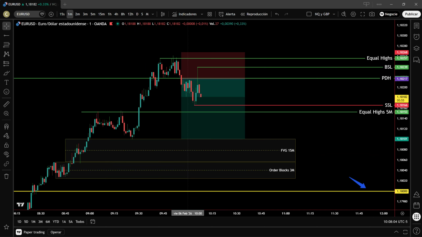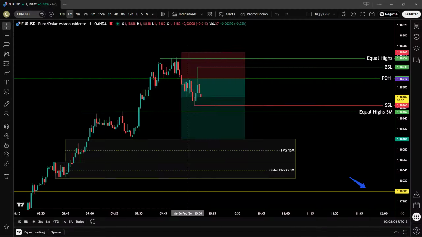We maintain our focus on the 1-minute timeframe, where the Eurist is providing us with a textbook structural confirmation. Notice how the price has generated a BSL or buy-side liquidity level at 1.18239. What is truly significant here is that the market has not felt the need to push up and sweep that liquidity above recent highs to continue its descent.